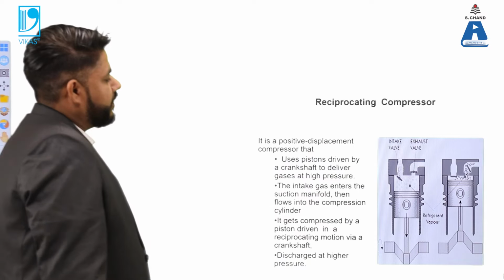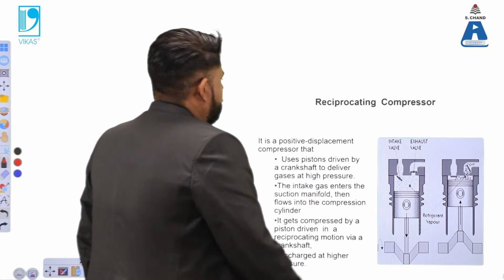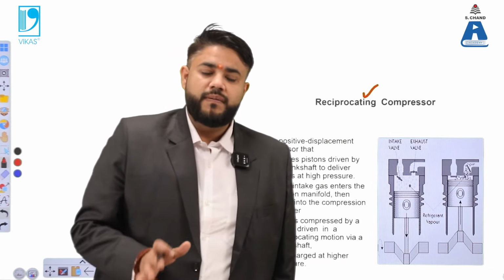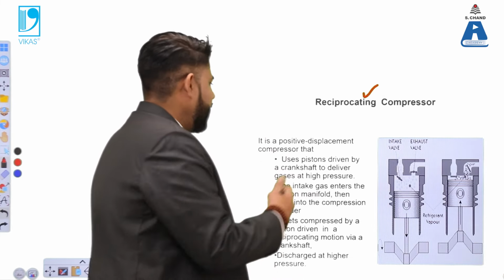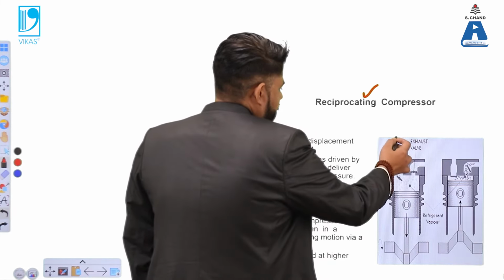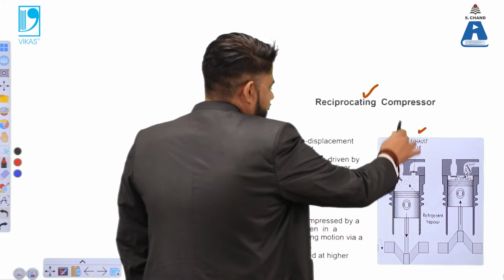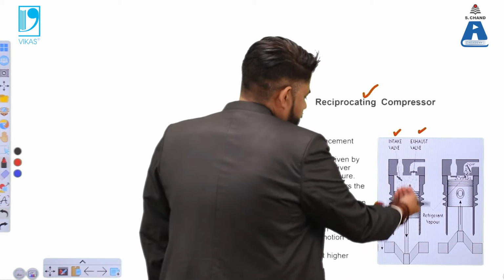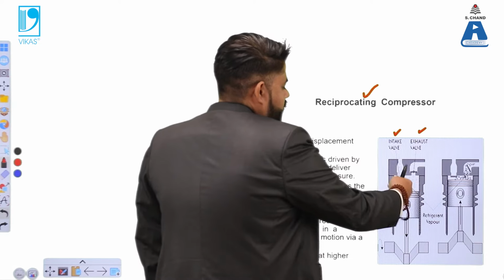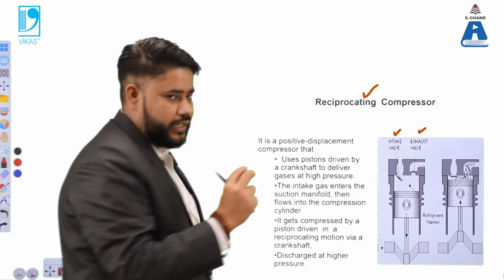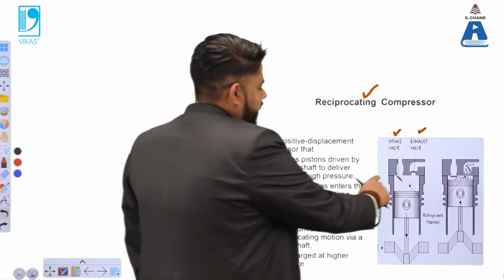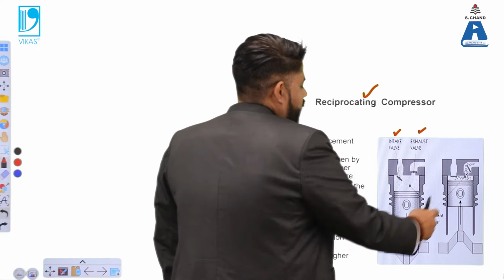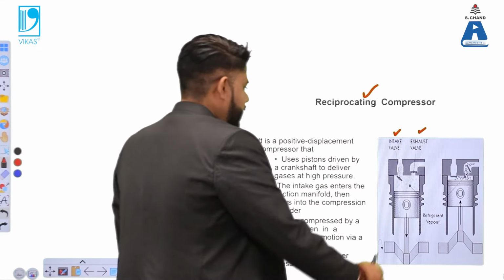Now the next categorization that you can see is the reciprocating compressor. As I have already told you, it's a part of the positive displacement type compressors. It has two valves, one is the intake valve, another is the exhaust valve. The air moves inside from the intake valve, and the piston moves upward so that it compresses the air inside the cylinder. After it gets compressed, the intake valve closes and the exhaust valve opens, and the compressed air moves out from that valve.